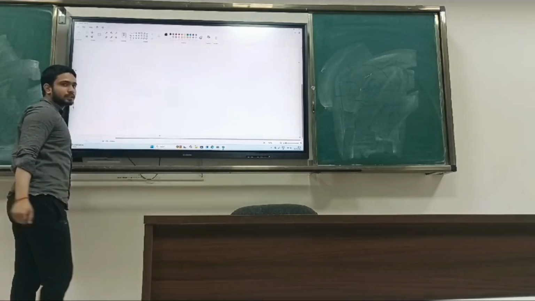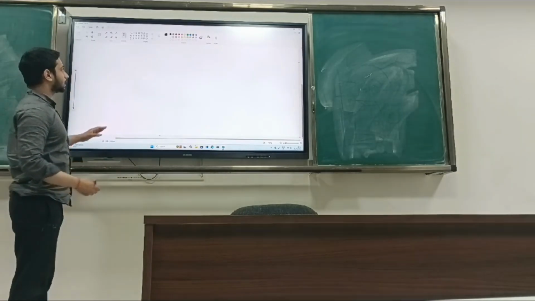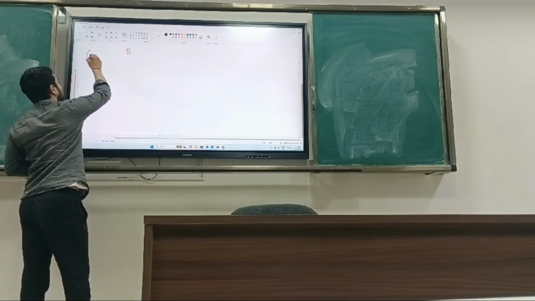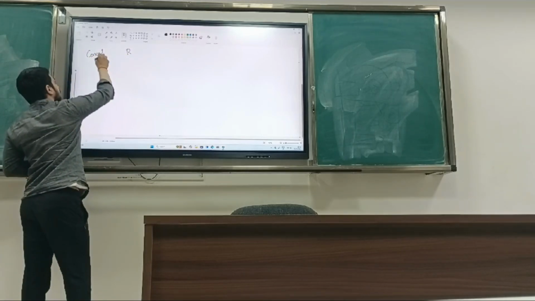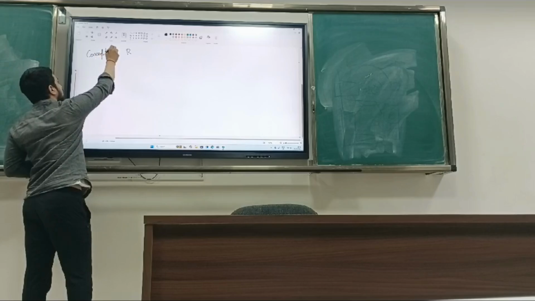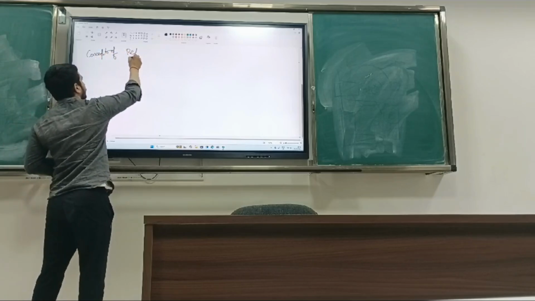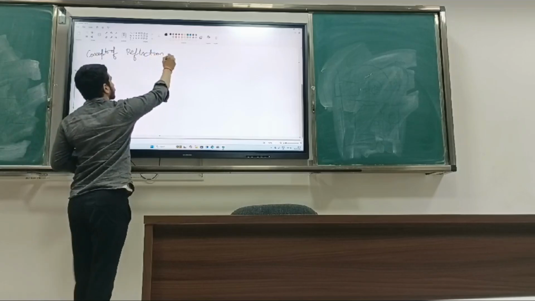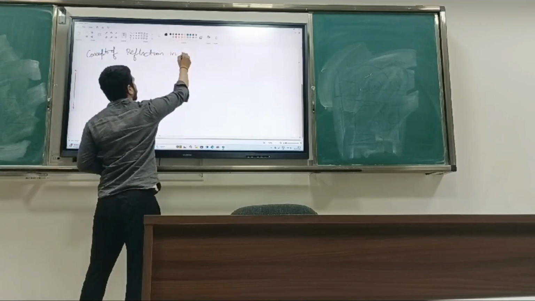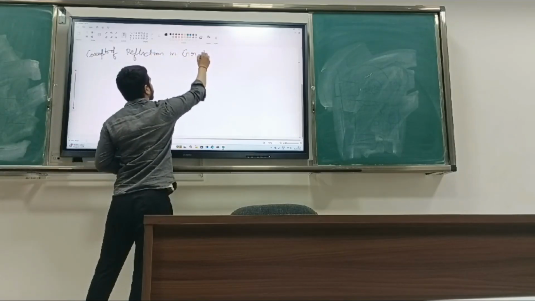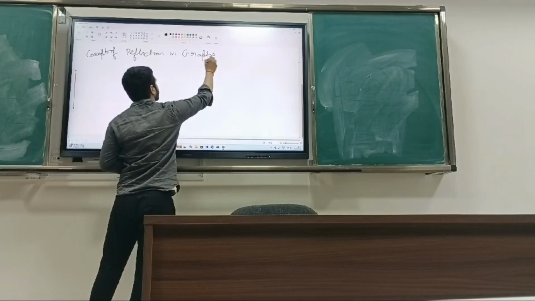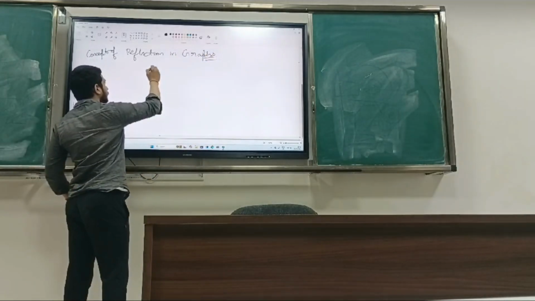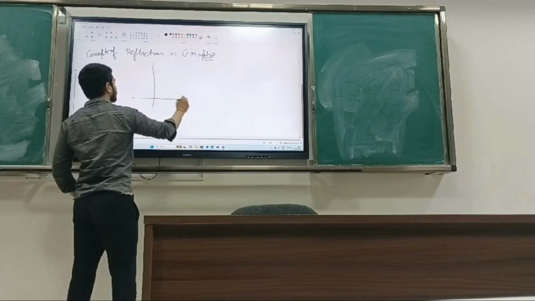Now we will see the concept of reflection in graphs. Suppose that the graph of e to the power of x is like this.